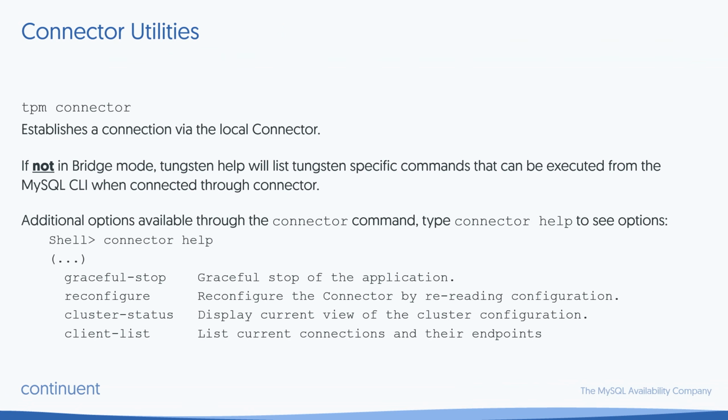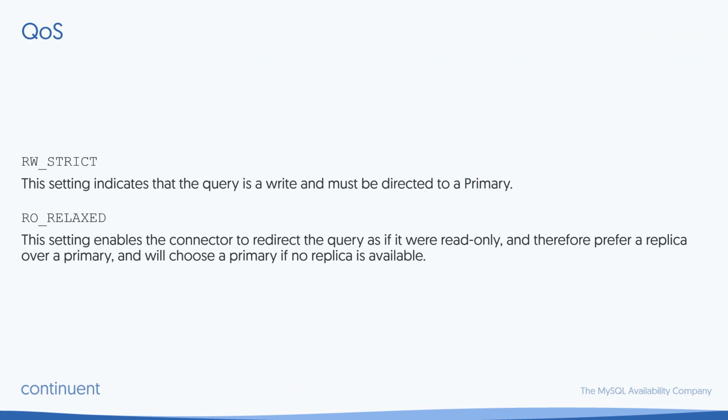Before I go into detail on the modes and methods, I first want to talk about QoS or quality of service, as this is a key part of how the various methods work. This setting determines how the connector will behave in each of the modes that you configure. So first we have RW_STRICT. This indicates that the query is a write and will direct you to the primary.